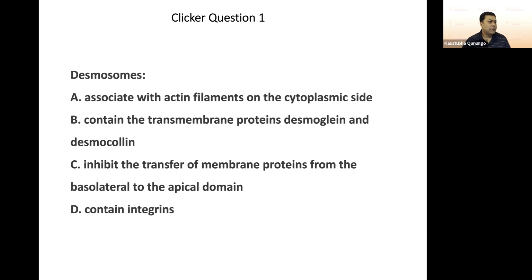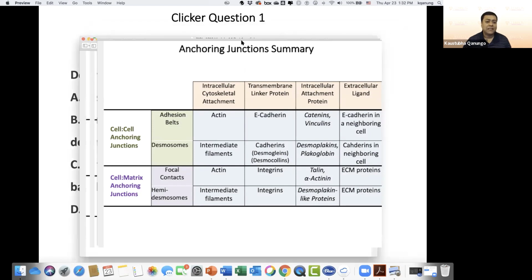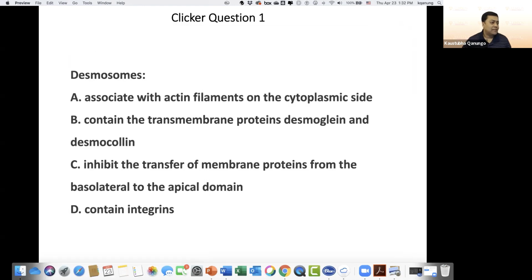All right, so I'm stopping it now. The answer: contain the transmembrane proteins desmoglein and desmocollin. And this is very, very simple. That's why I said right here, you can just remember desmoglein, desmocollin, adherens. So just to make sure that you have this anchoring junction summary, I specifically took this screenshot to show you guys that this will be very important and handy, and you should not miss this type of question.